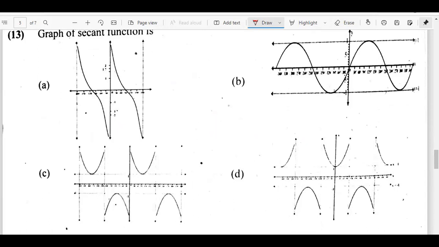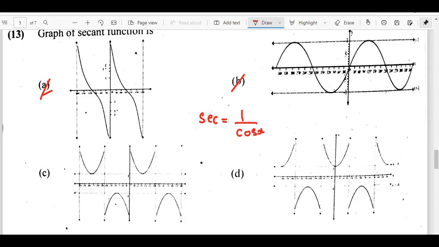That's okay. You have four options. By now, you know that A is for cot, so A is not the answer. And B is for sine, so B is not the answer. You must be confused between C and D. How do you get secant function? You get secant function by doing 1 over cos x, okay?